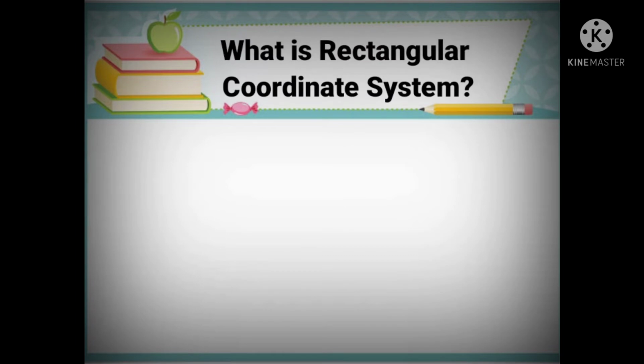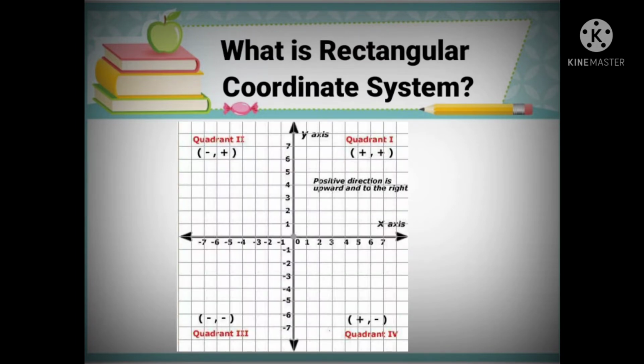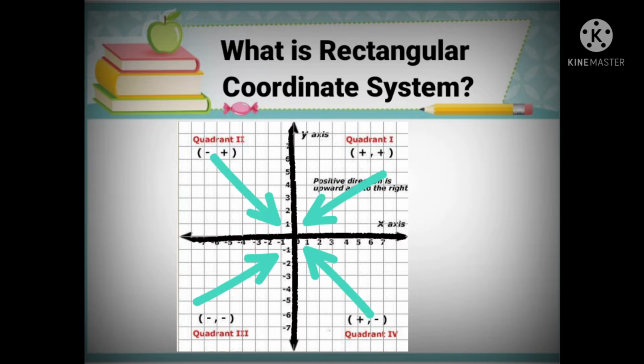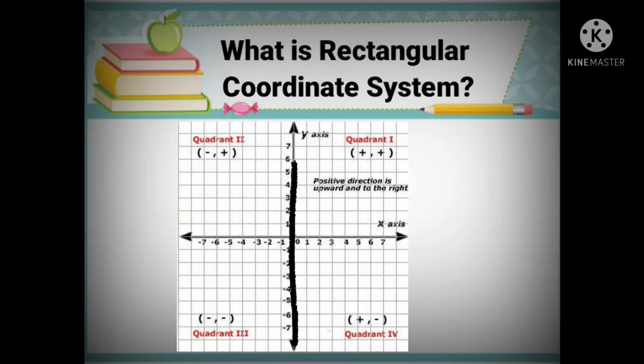What is the rectangular coordinate system? The Cartesian coordinate system uses two perpendicular number lines that meet or intersect at the point of origin, which is (0, 0). When we say perpendicular lines, they are two lines that intersect and form four right angles. The vertical line is the y-axis and the horizontal line is the x-axis. This plane is divided into four regions called quadrants: Quadrant 1, Quadrant 2, Quadrant 3, and Quadrant 4.